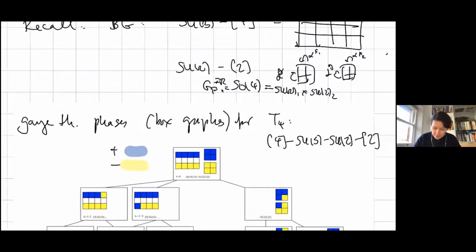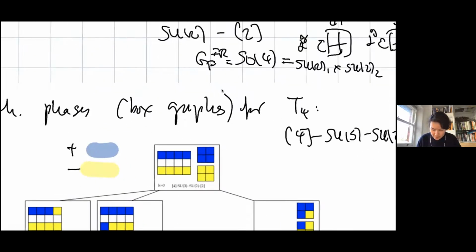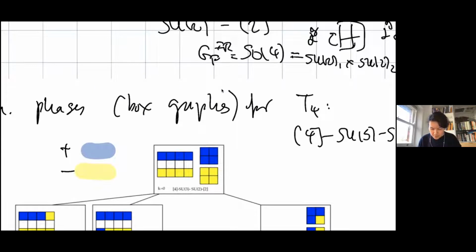So what I'm drawing here is, for the theory with 4 flavors, SU3, SU2 with 2 flavors, the Coulomb branch phases for each one of these 2 factors. So this is the one that we know, that was one of the phases that we had discussed, and then this is actually a phase for the case with SU2 with 2 flavors.